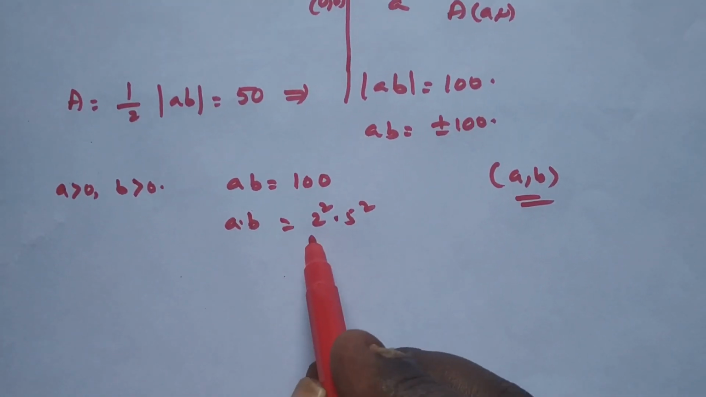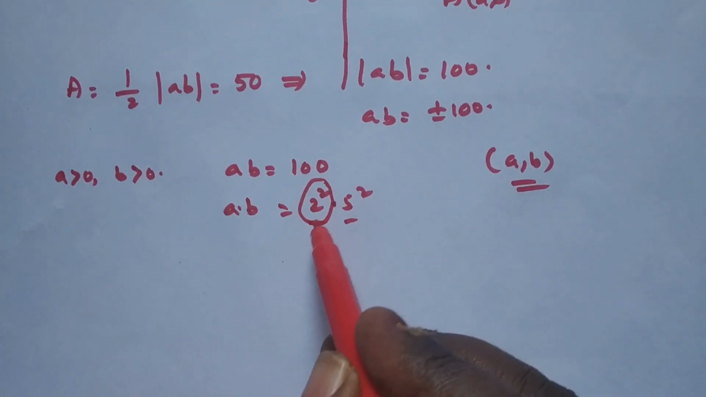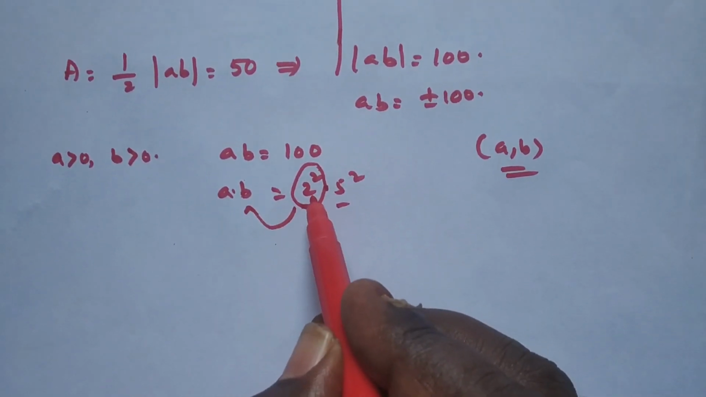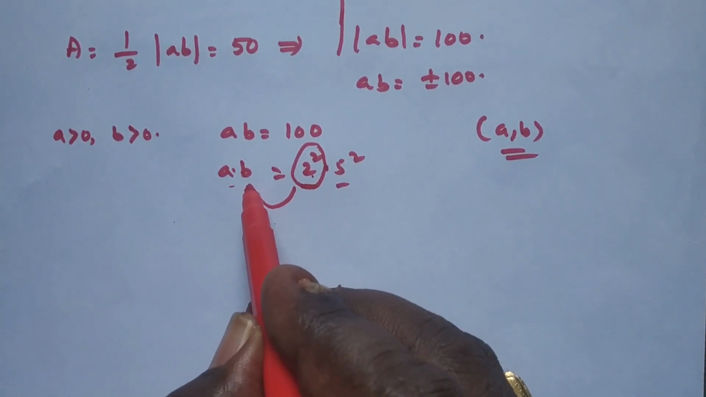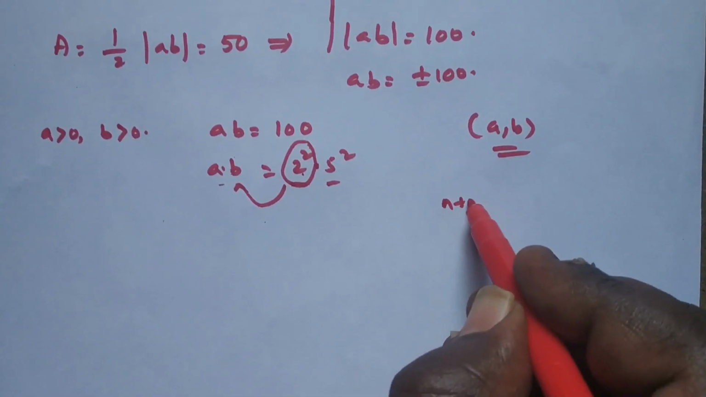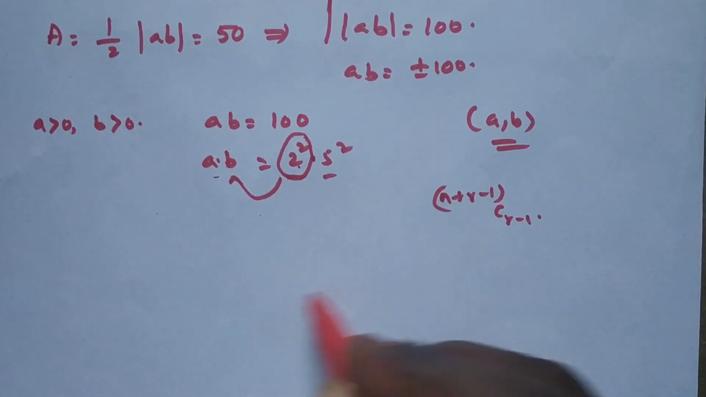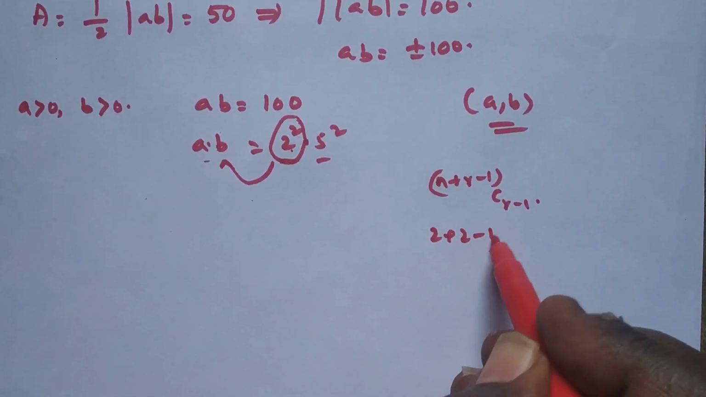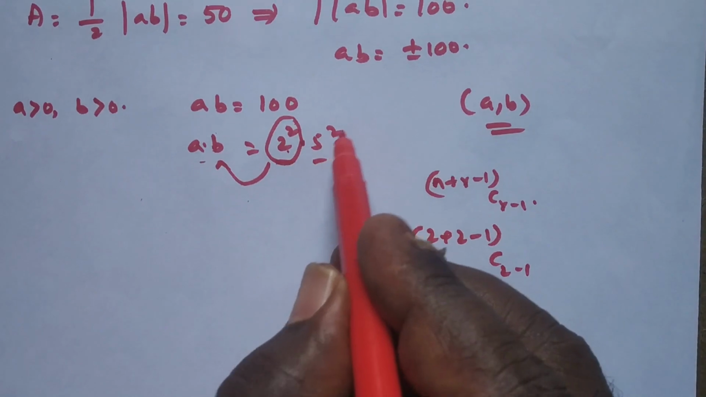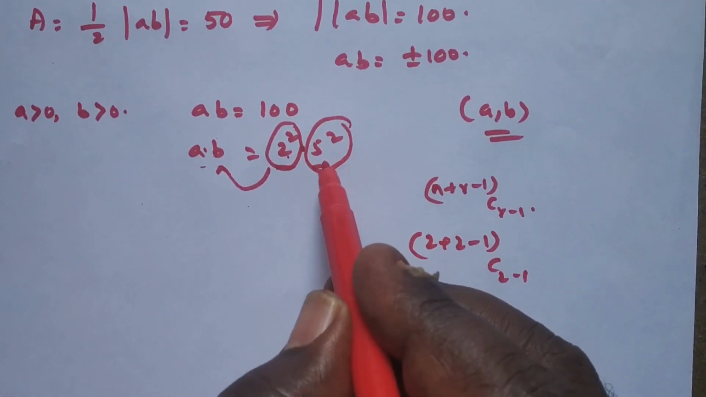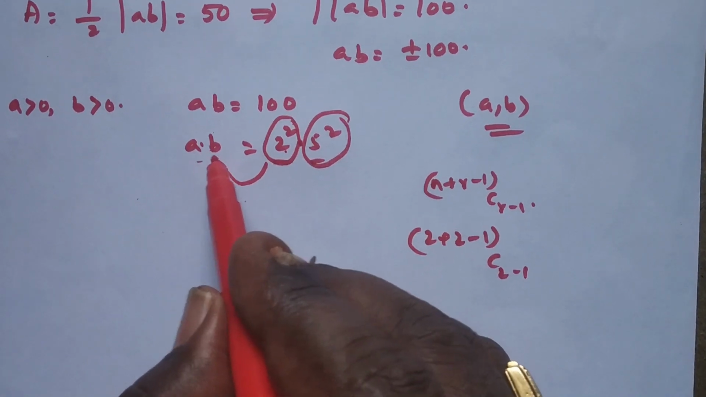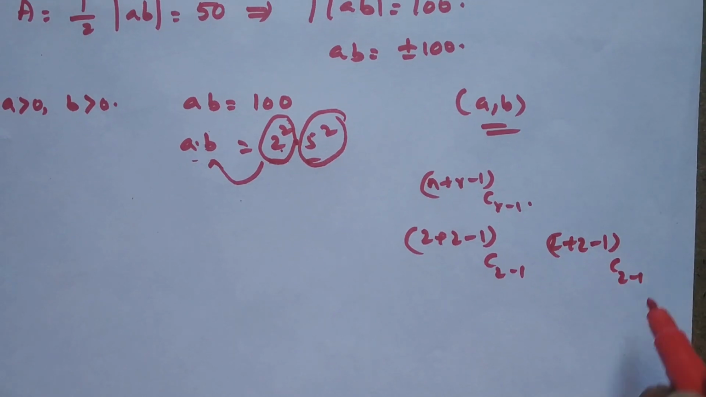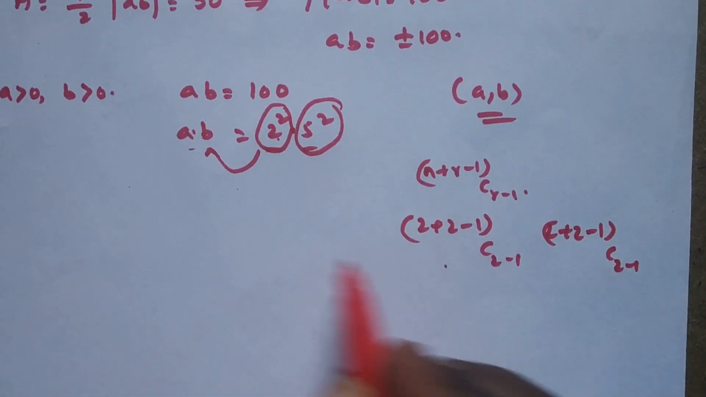Here AB is equal to 2 square into 5 square. 2 square means 2 comes 2 times. So how many ways can we divide these two like things to two different persons? N plus r minus 1 C r minus 1 ways. So N is 2, r is also 2: 2 plus 2 minus 1 C 2 minus 1. In the same way, there are two 5s. These are two like things, and they can be distributed to the two persons in the same manner: 2 plus 2 minus 1 C 2 minus 1. These two tasks are done simultaneously.